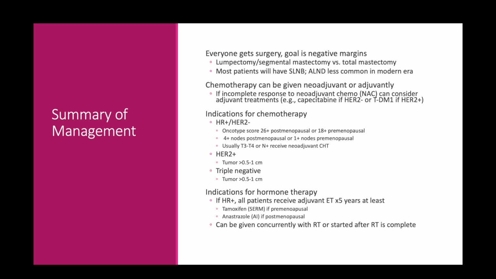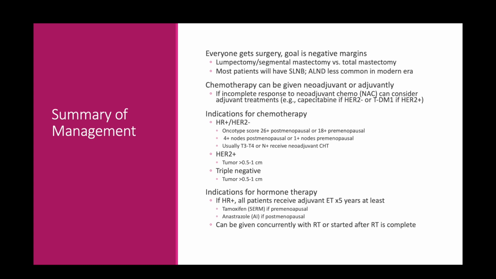In the meantime, I'd like to conclude this talk by just going through a very quick summary of everything that we talked about. So when we manage breast cancer, everybody gets surgery as long as they don't have metastatic disease. And the goal is to get negative margins. If they don't have negative margins, we ask the surgeon if they can take them back to the OR to get negative margins. There's different types of surgeries. There's lumpectomy or segmental mastectomy, and then there's total mastectomy. And most patients, in addition to surgery, will get sentinel lymph node biopsy. Axillary lymph node dissection is much less common in the modern era.